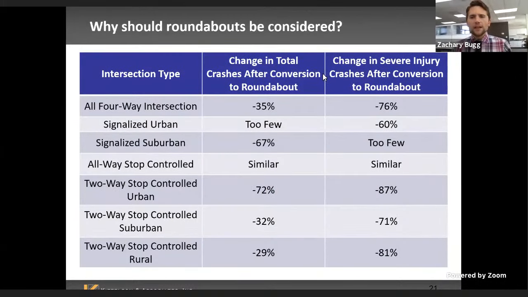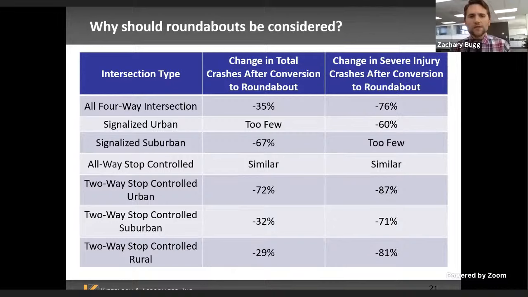Okay, so just some high-level crash statistics here, comparing different types of intersection control to a roundabout. And so the middle column here, the first set of data, is the change in total crashes. It's a before and after study from another type of control to a roundabout. And then to the right here in the last column is the change in fatal and injury crashes, or severe injury and fatal crashes after conversion to a roundabout.